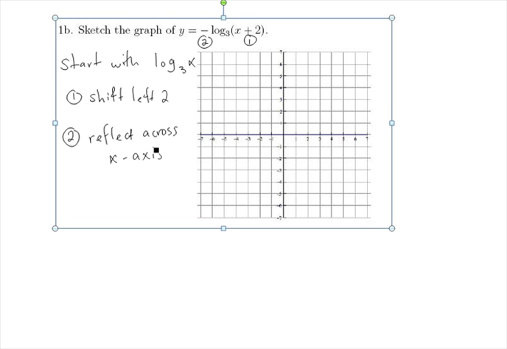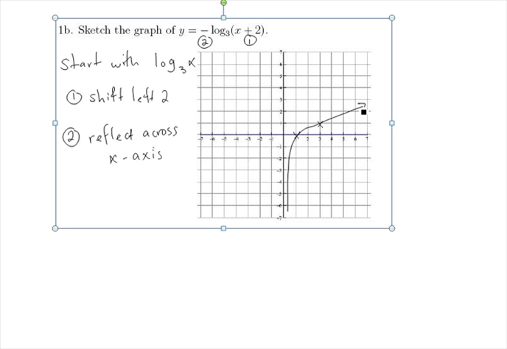So let's see if we can do this process. We'll start with the graph of log base 3 of x. Any log graph has an x-intercept of (1, 0). And because it's log base 3, that means when x is 3, y is 1, because 1 is the power we'd raise 3 to in order to get 3. Log graphs also have this similarity: there's a vertical asymptote along the y-axis. And then the general graph looks like this. That's what we're going to start with.